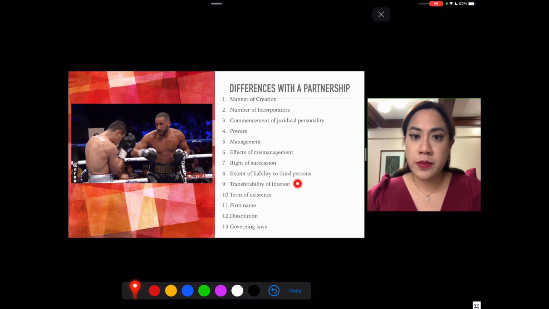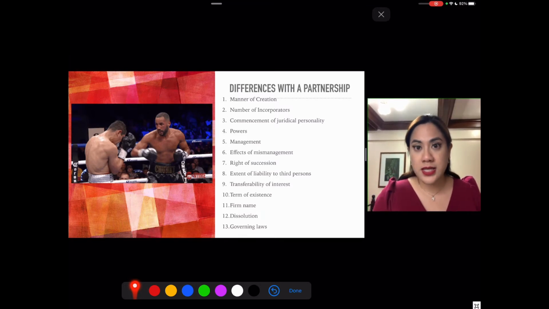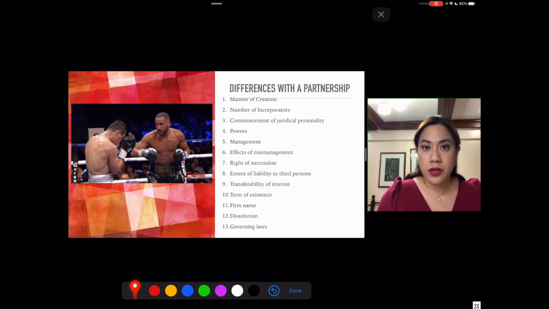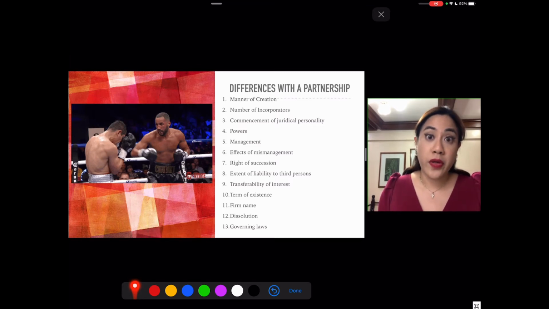Number 9, in terms of transferability of interest, a partner cannot transfer without the consent of all others, because if you remember, a partnership revolves around the principle of delectus personae, whereas in a corporation, there is ease in the transfer of shares without requiring the consent of the other stockholders. As to the term of existence, a partnership may be established for any period of time, usually within the life of the partners, whereas a corporation now has perpetual existence. And as I will be discussing later, corporations that were created prior to the RCC can actually be revived or extended further to have perpetual existence, unless the articles of incorporation provide that they will have only a particular period.